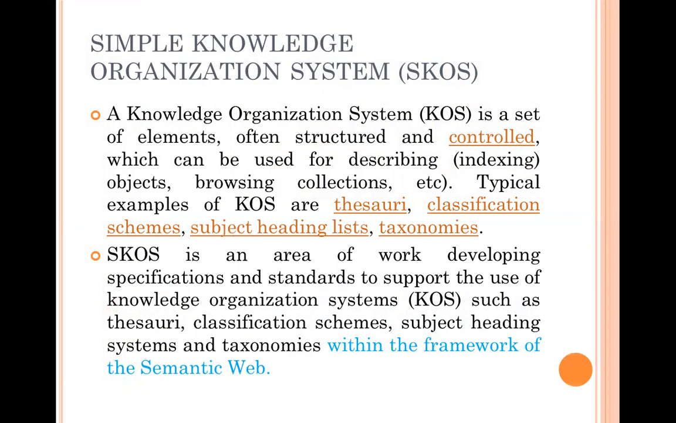To refresh you, a knowledge organization system is nothing but a carefully selected list of terms which are structured, which are controlled. Those terms may be a list of subject headings, a thesaurus, or a classification scheme, whatever it may be. In all these tools, we select the terms, we finalize the terms, we arrange the terms in a particular order. Now these terms are going to be used for two purposes.